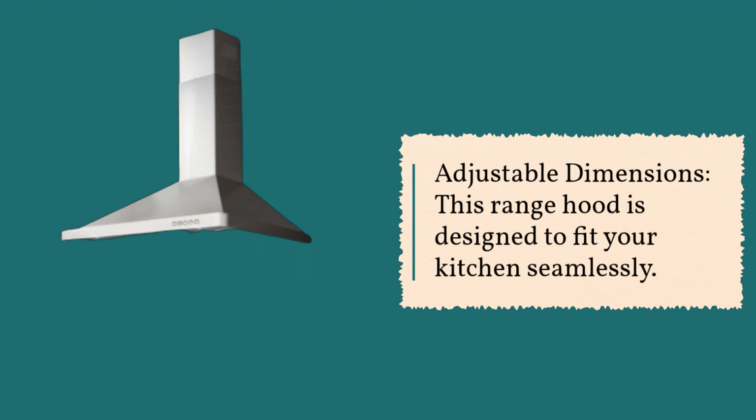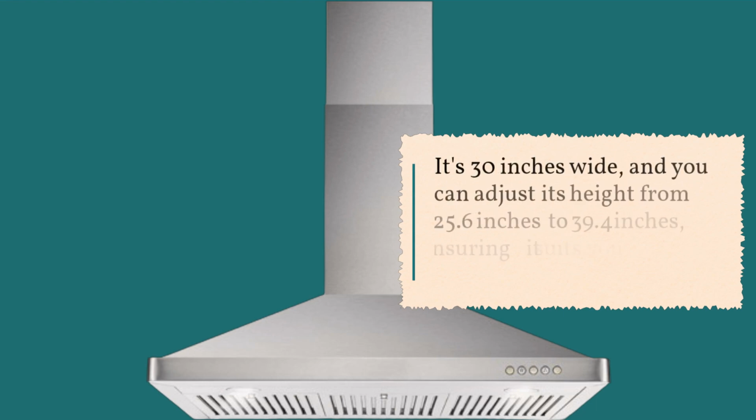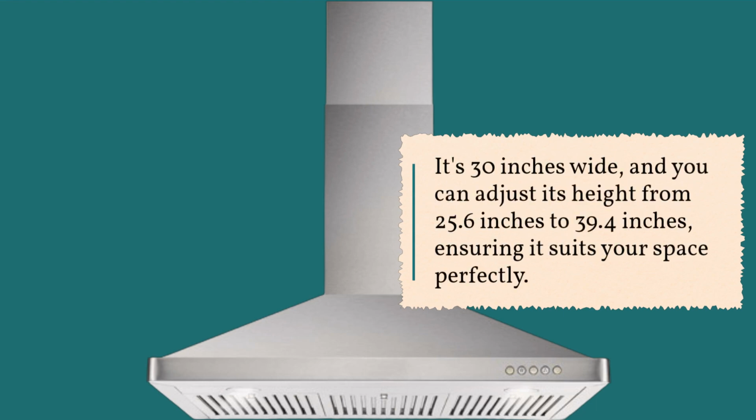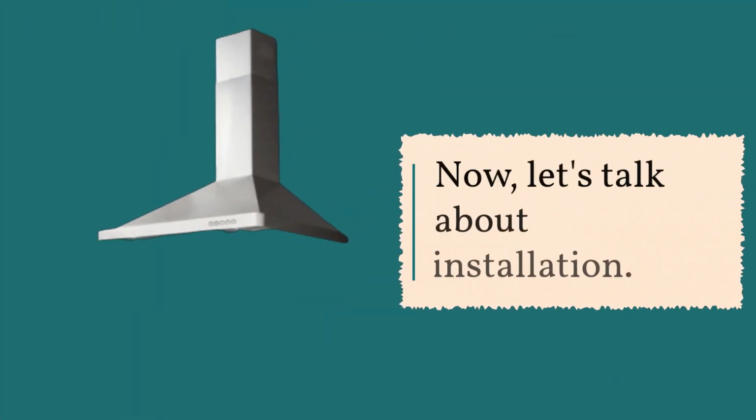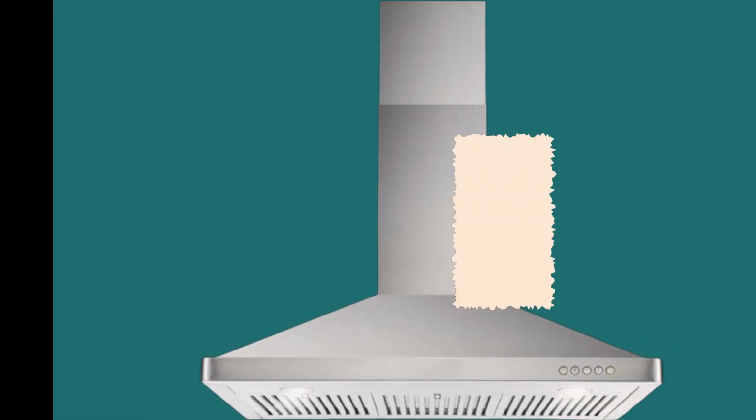Adjustable dimensions. This range hood is designed to fit your kitchen seamlessly. It's 30 inches wide, and you can adjust its height from 25.6 inches to 39.4 inches, ensuring it suits your space perfectly. Now, let's talk about installation.